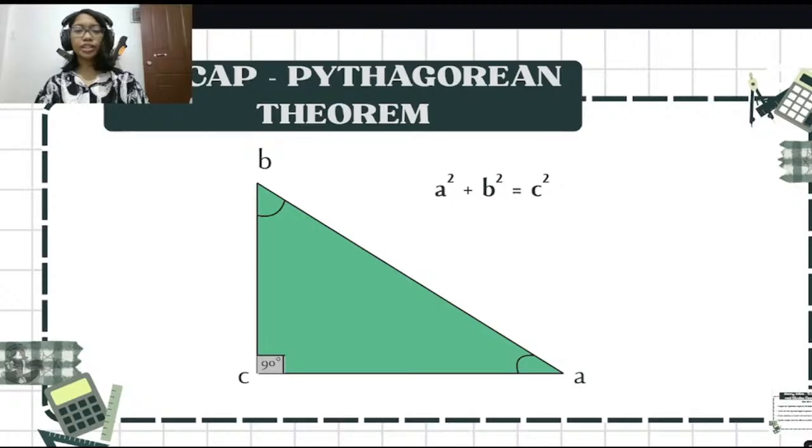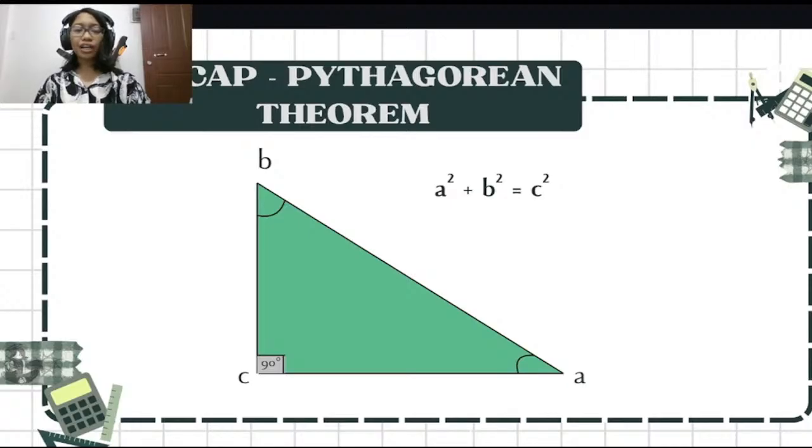Let's do a recap of what Uriah discussed. The Pythagorean theorem applies only to right triangles. It describes the relationship between the lengths of the sides of a right triangle. If A and B are the lengths of the legs, and C is the length of the hypotenuse, then the relationship is A squared plus B squared equals C squared.